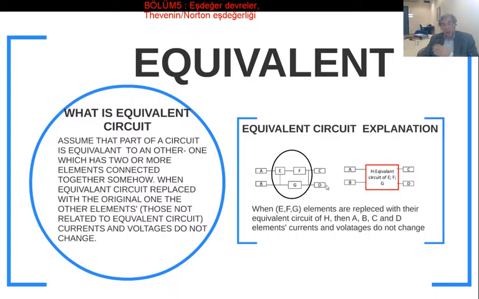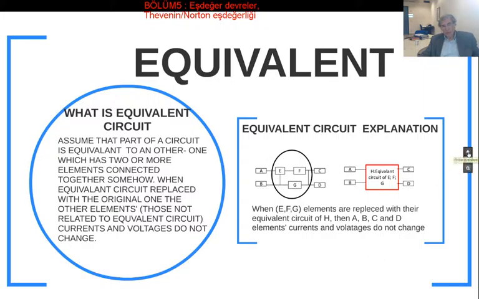Those elements' currents and voltages do not change, we are saying. So that means the currents of A, B, C, D here and here, in this circuit and this circuit, you're going to get the same currents, and the voltages are going to be the same as well for these elements A, B, C, D. So that's equivalency. That's why we are saying this is equivalent, because the rest of the elements' currents and voltages do not change. This equivalent replacement does not affect the other elements' currents and voltages.